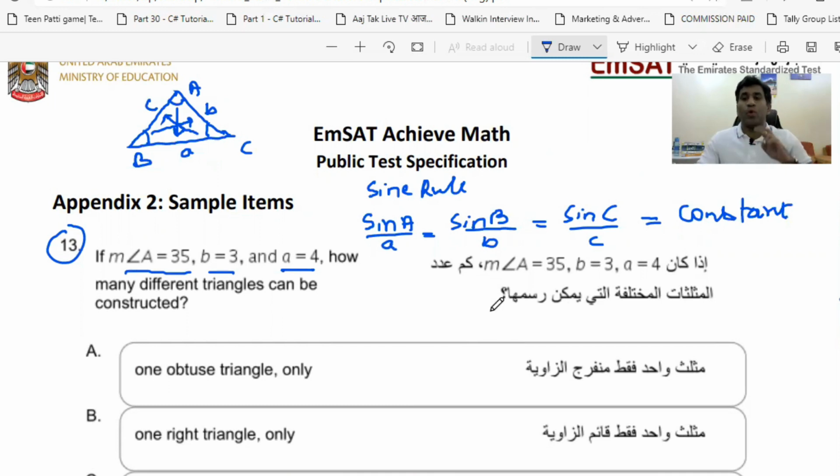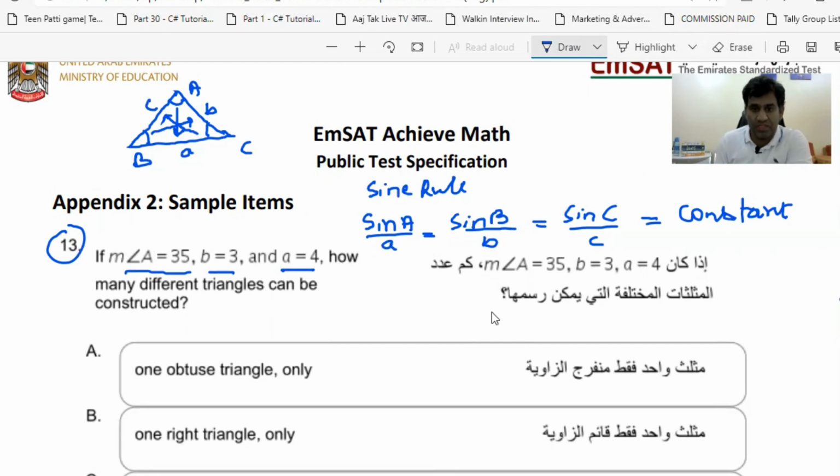If you know any two angles in a triangle, you can find the third angle. If the third angle is greater than 90 degrees, then we say it's an obtuse triangle, and less than 90 degrees, an acute triangle, and it depends. So now let's first find the value of the other angle to say how many triangles can be constructed.